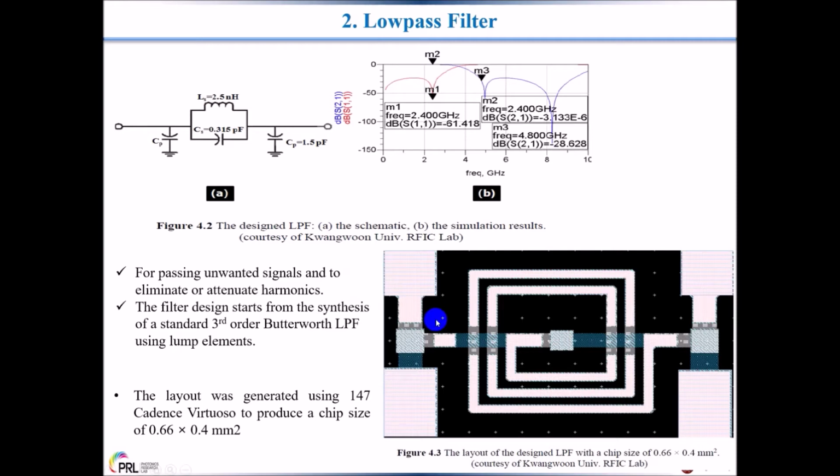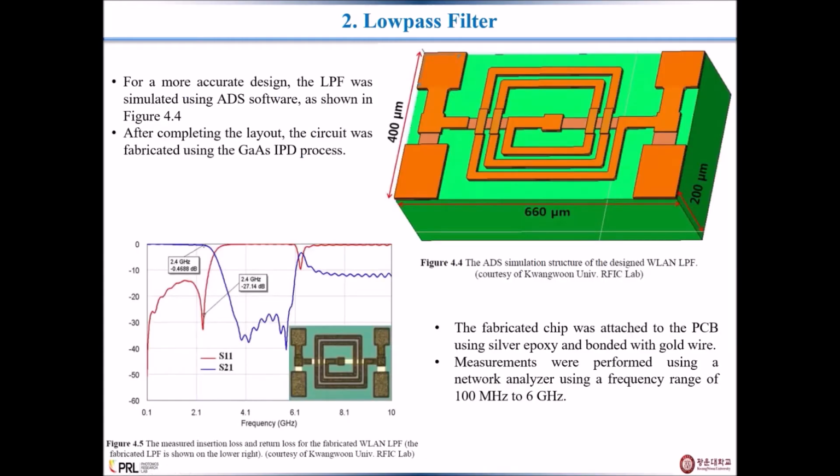The layout was generated using Cadence to produce a chip size of 0.66 by 0.4 millimeter square, which is seen here. The layout of the designed low pass filter with the chip size. For a more accurate design, the low pass filter was simulated using ADS software, which is seen in this figure. After completing the layout, the circuit was fabricated using the gallium arsenide IPD process.